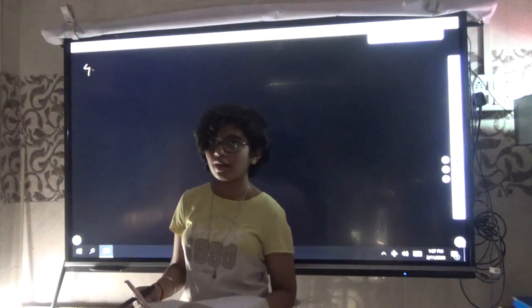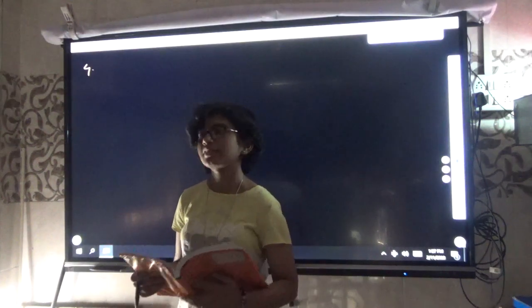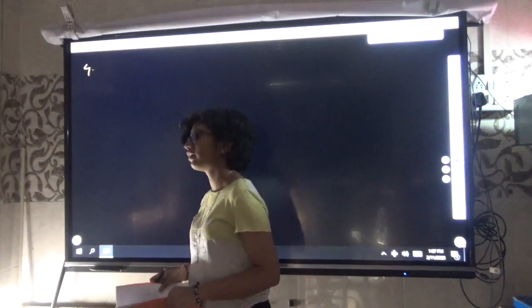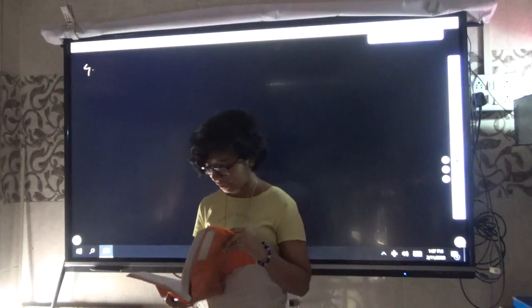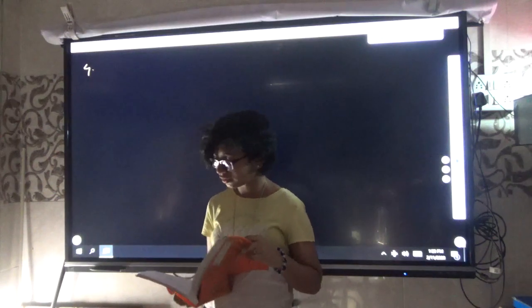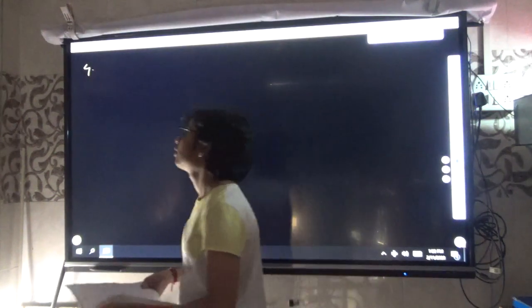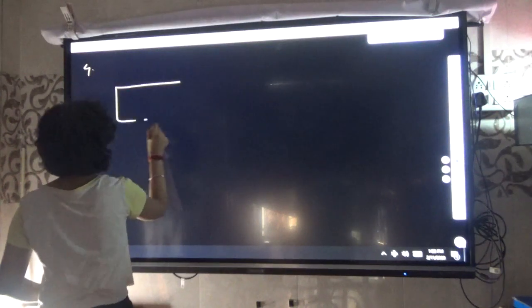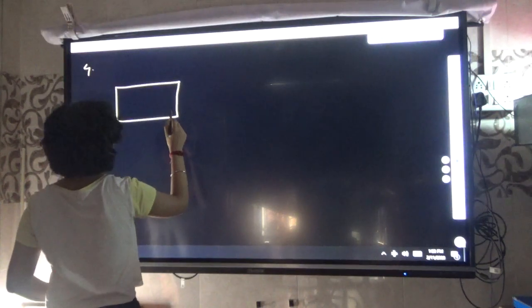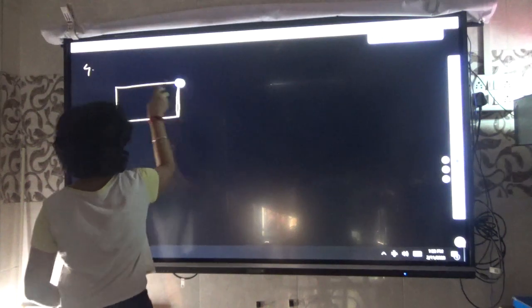meters long. Should I repeat the question? Yes. A rectangular plot of land is 50 meters long, and the cost of... Visualize it. Okay. I hope this is a rectangle. Wait.